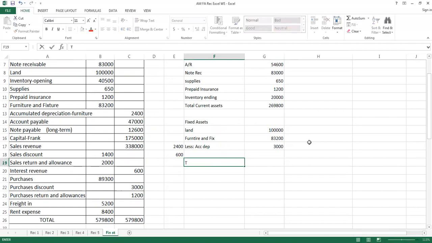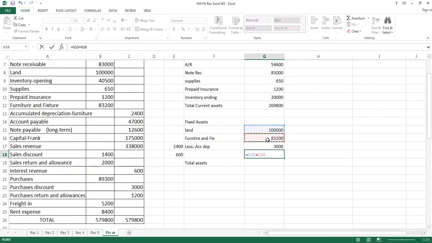So total assets, you can bring here a sum of the fixed assets, take this one plus this and carefully minus accumulated depreciation. See that I will add fixed assets values and I will minus accumulated depreciation from it. So this is the total value of fixed assets.